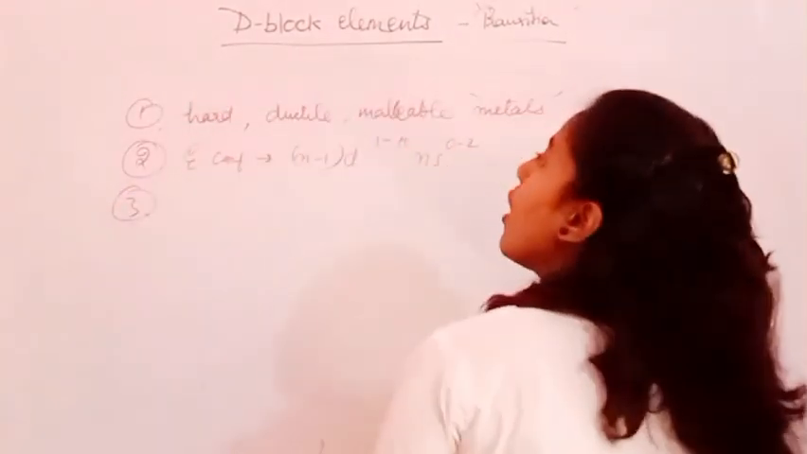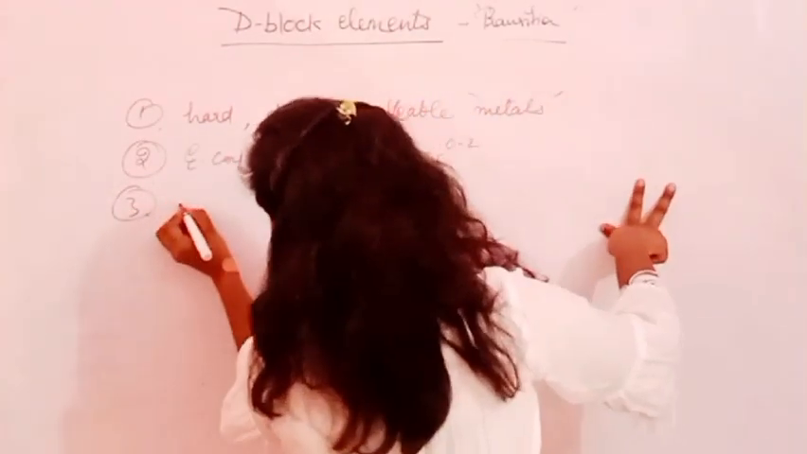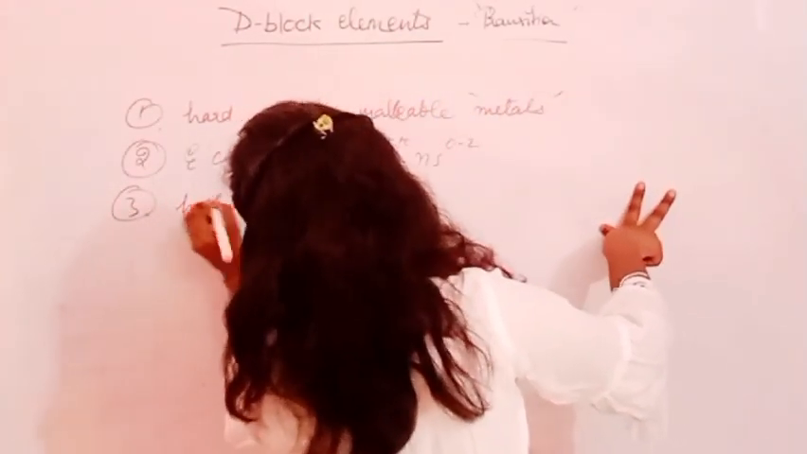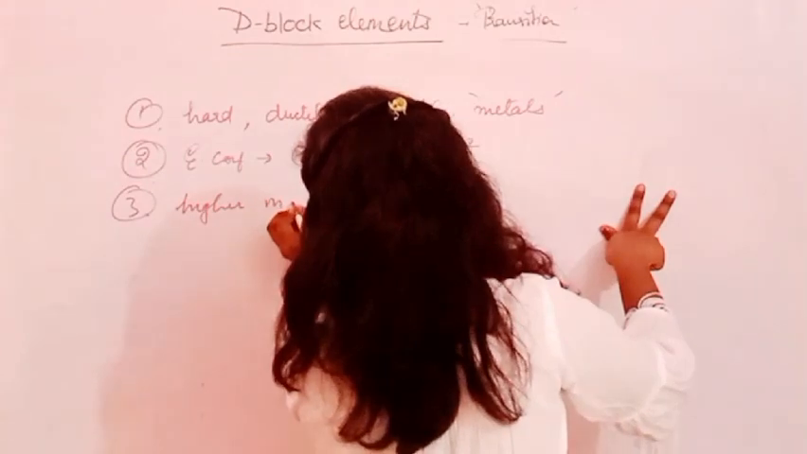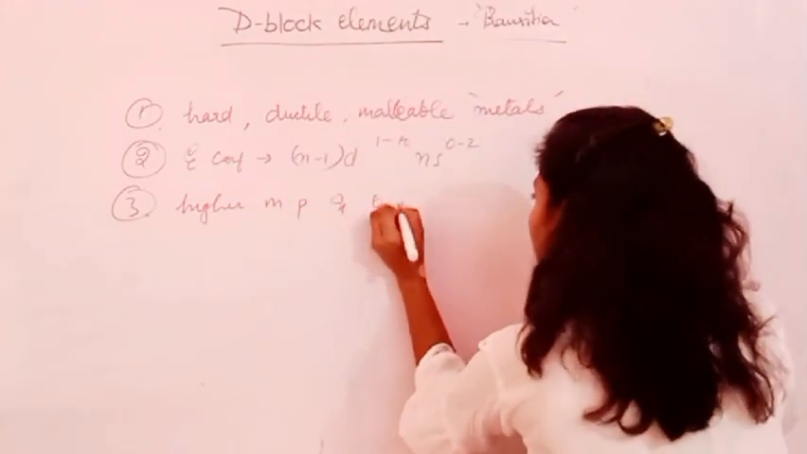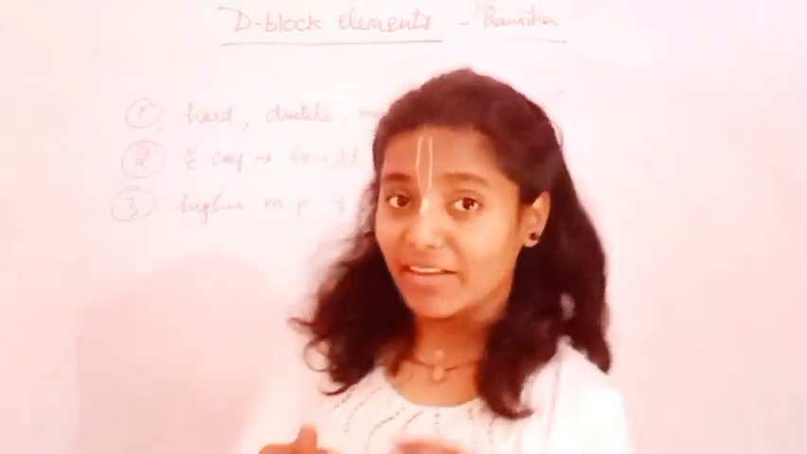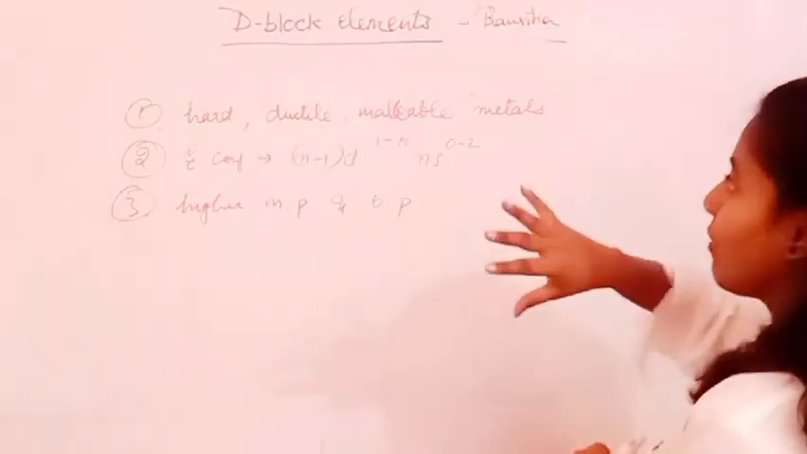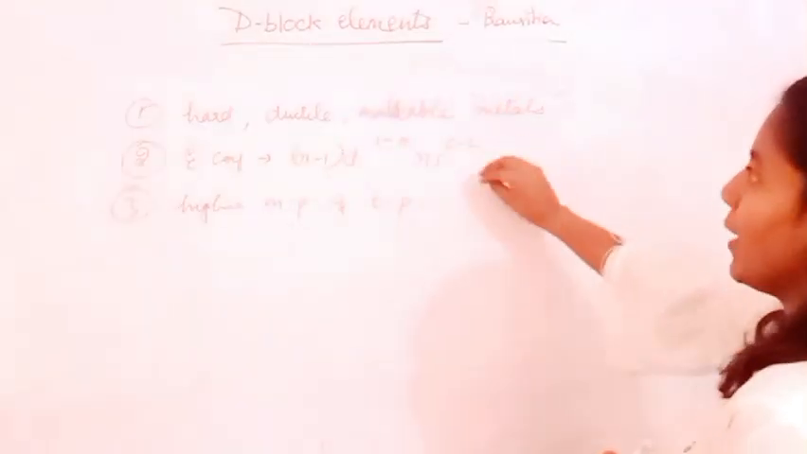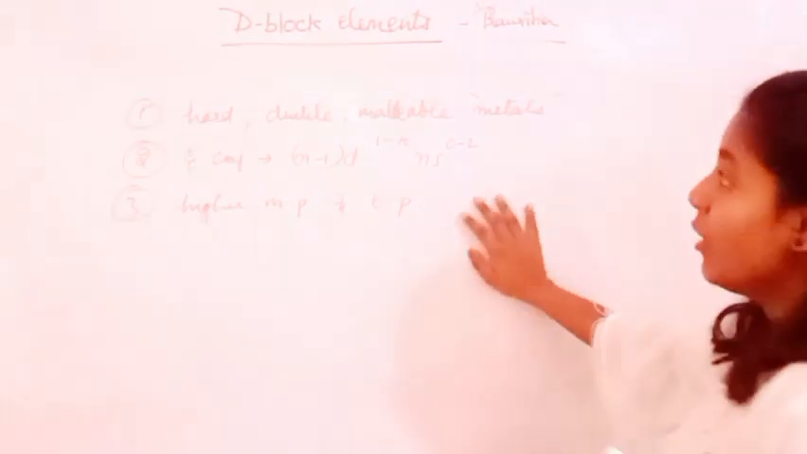ठीक है. थर्ड पॉइंट है आपका फॉर योर डी ब्लॉक एलिमेंट, दैट इज़ दे हैव हायर melting point and boiling point. डी ब्लॉक एलिमेंट्स का जो मेल्टिंग एंड बॉइलिंग पॉइंट है वो हाई होता है. तो आई होप यू आर क्लियर विद डी ब्लॉक एलिमेंट.